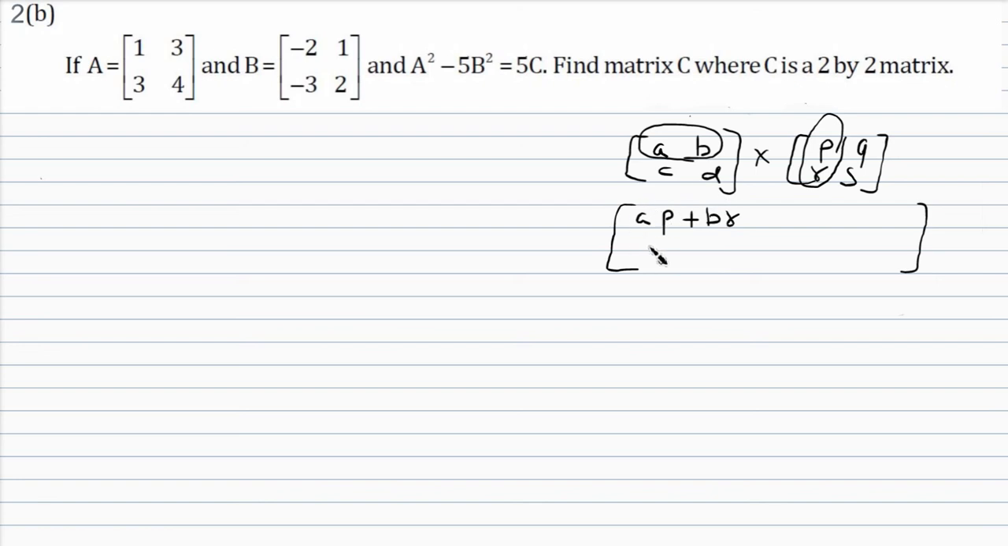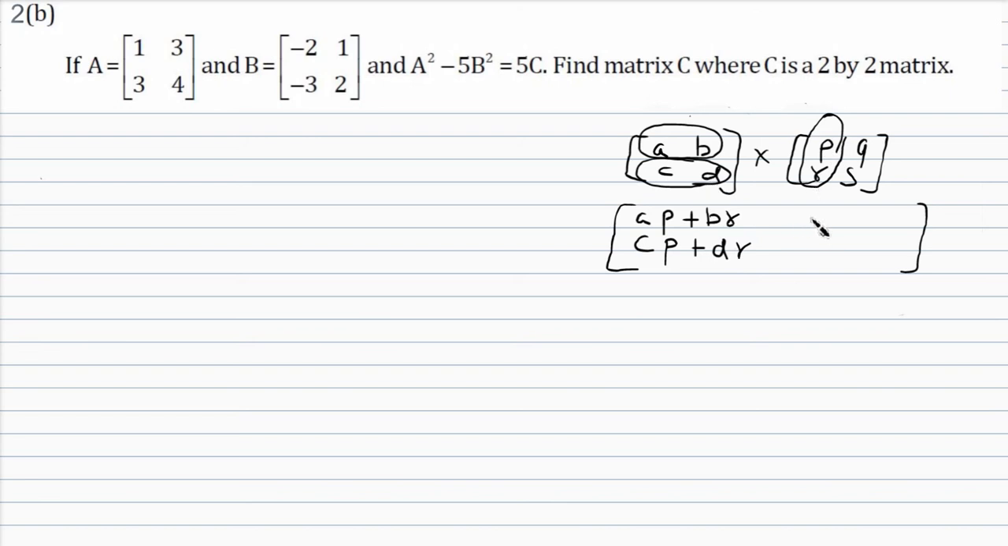Now we come to the second row, but we are still in the first column of the product matrix. So how will this be? Since we are coming to the second row, it will be the second row of the first matrix into the first column. So here it will be C P plus D R. It's simple. It's C into P plus D into R.